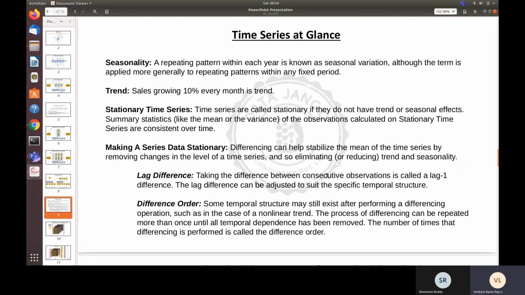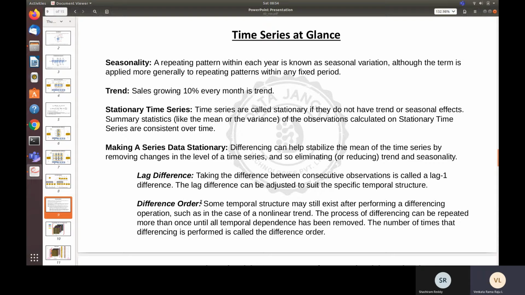Lag difference: taking a difference between consecutive observations is called lag minus 1. The lag difference can be adjusted to suit the specific temporal structure. So lag minus 1 or lag minus 5 or lag minus 6. It depends how many records you are taking differences between. You call it the lag difference.